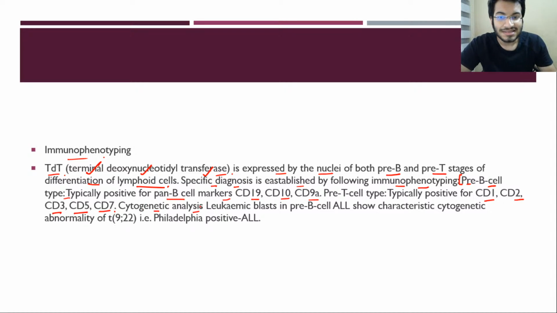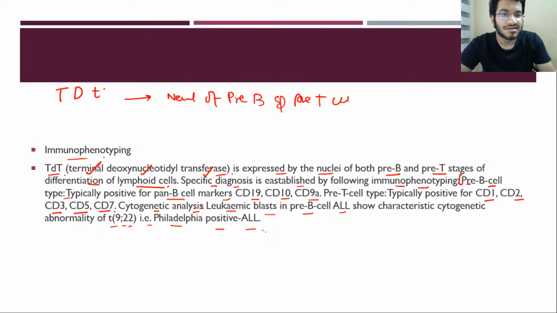Talking about cytogenetic analysis, leukemic blasts in pre-B cell ALL show a characteristic cytogenetic abnormality, the t(9;22), that is Philadelphia positive ALL. So terminal deoxynucleotidyl transferase is expressed by the nuclei of both pre-B and pre-T cells, right? And there are specific diagnostic markers, right?